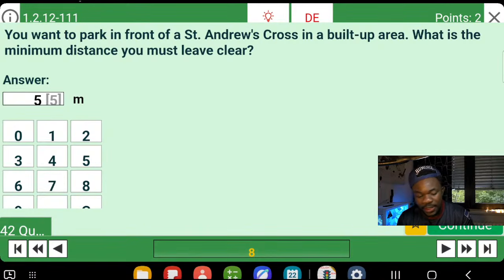I made it very, very clear. In a built-up area, it is 5 meters. Outside built-up area, 50 meters. It's very, very tricky. I'm sure a lot of people fall for this trick. But you don't need to fall for it. Just know the difference. Outside built-up area, wanting to park before a St. Andrews cross, 50 meters. Built-up area, 5 meters.